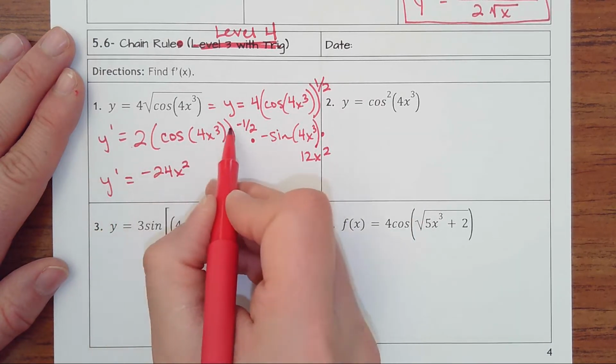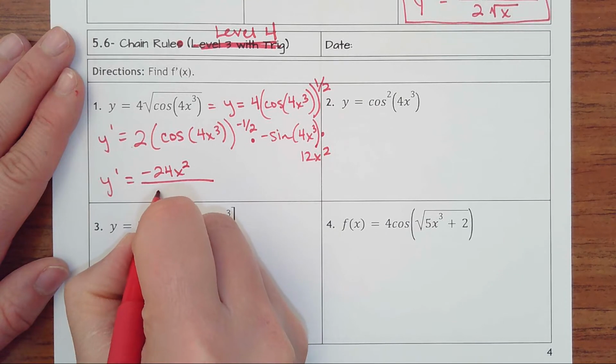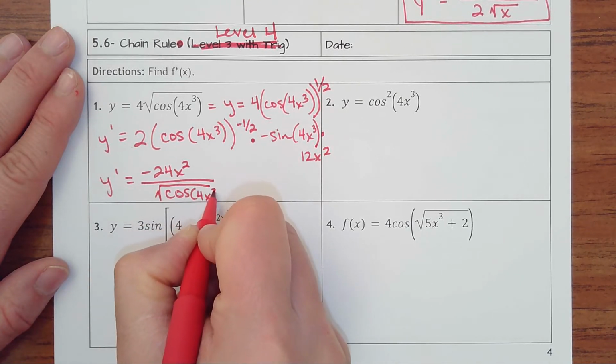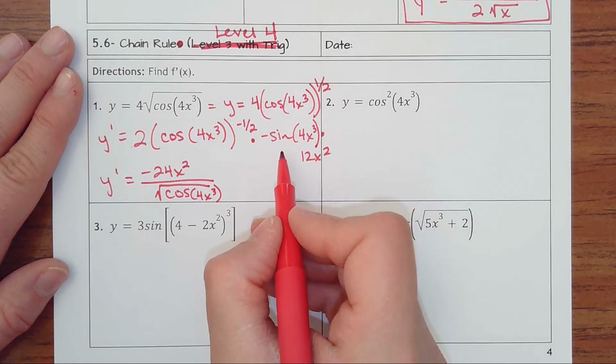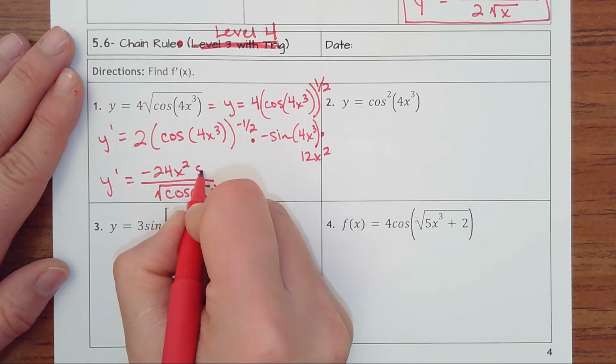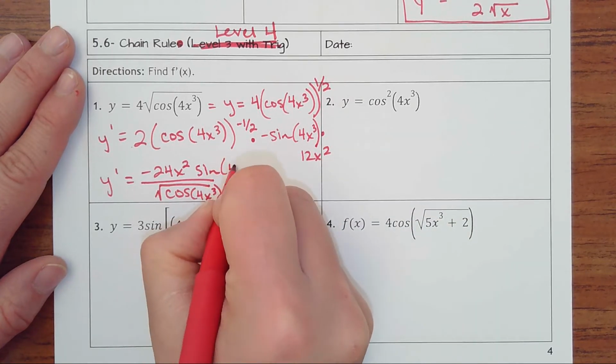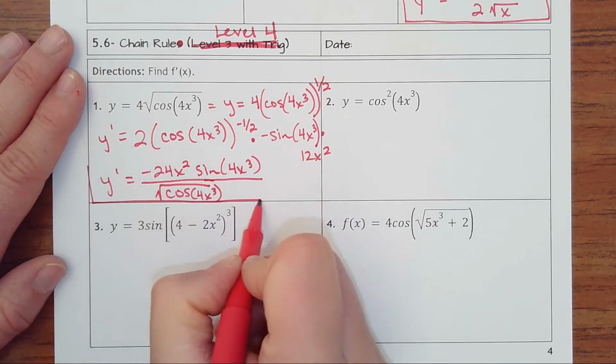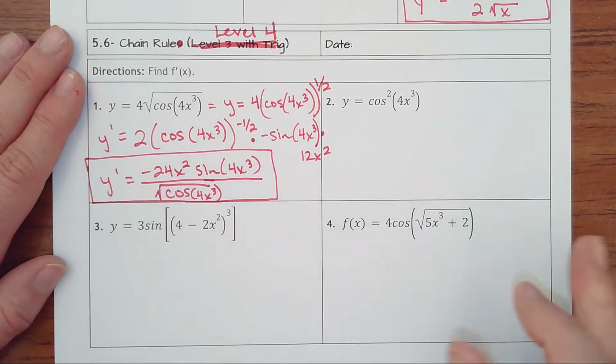We've got this all in a square root on the denominator. And then I've got my sine of 4x cubed in the numerator. So they start to look pretty messy.